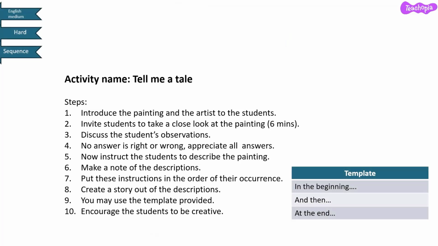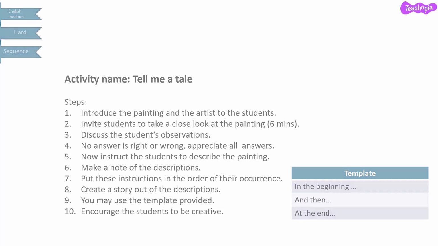The next activity, tell me a tale. Introduce the painting and the artist to the students. Invite students to take a close look at the painting. Discuss the students' observations. No answer is right or wrong. Appreciate all answers. Now instruct the students to describe the painting. Make a note of the descriptions. Put these descriptions in the order of their occurrence. Create a story out of the descriptions. You may use the template provided. Encourage the students to be creative. So the template here in the beginning and then at the end.